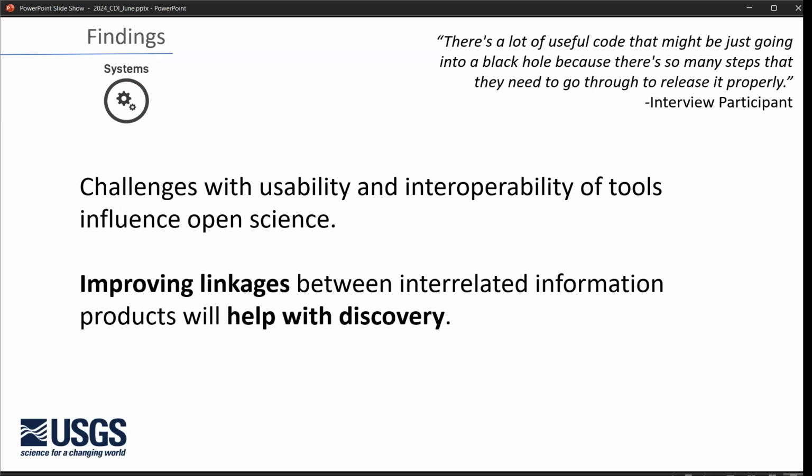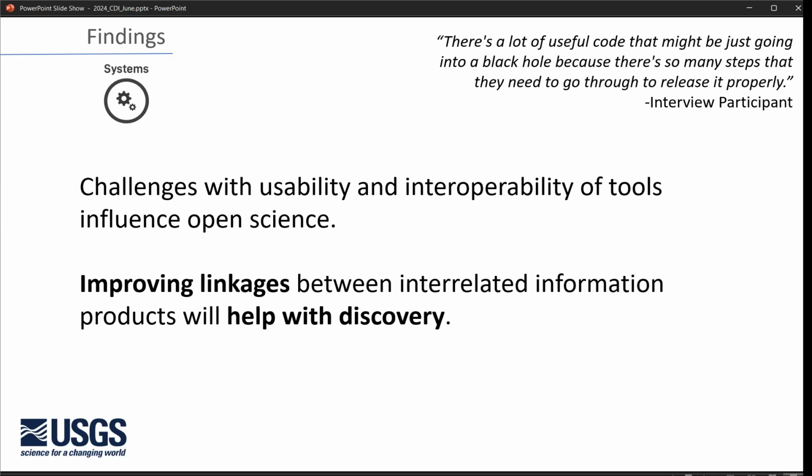And then systems was one where we have some pretty specific opportunities, I guess. There was one quote in particular we pulled out, that the systems leave an awful lot on the table.